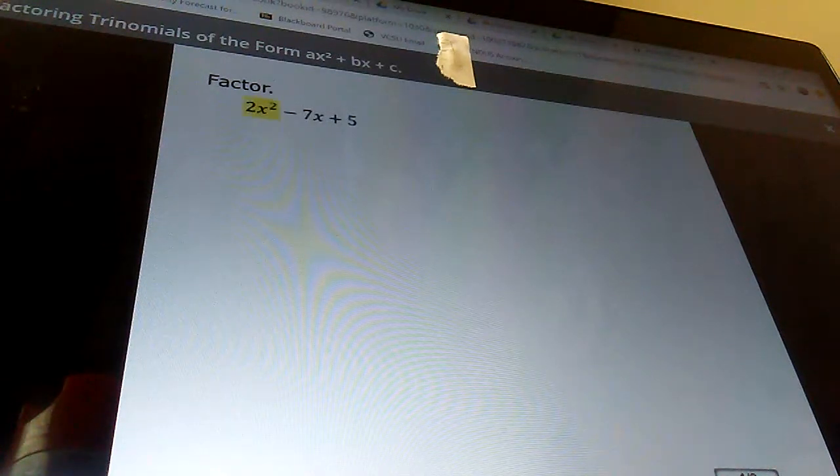5. Notice that the trinomial has a leading coefficient that is not 1. There are a few ways to factor this kind of trinomial. The method we're going to use is called trial and error. To factor the trinomial, first write two sets of parentheses for the binomials.